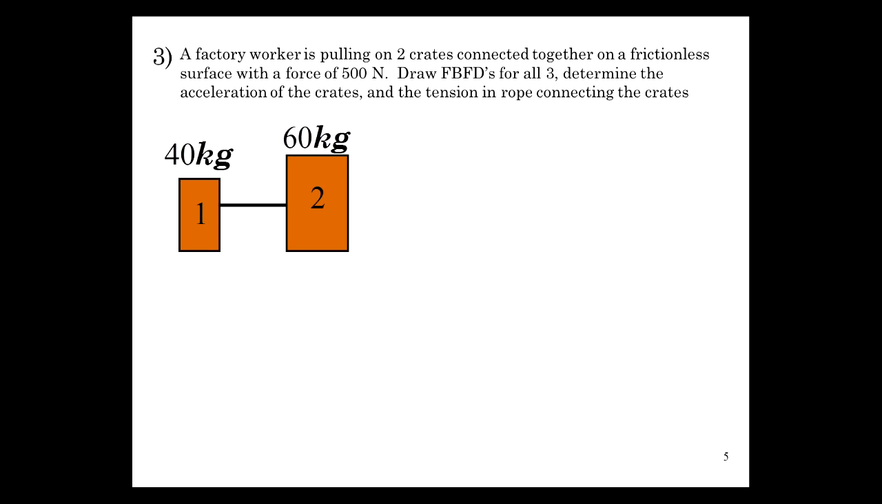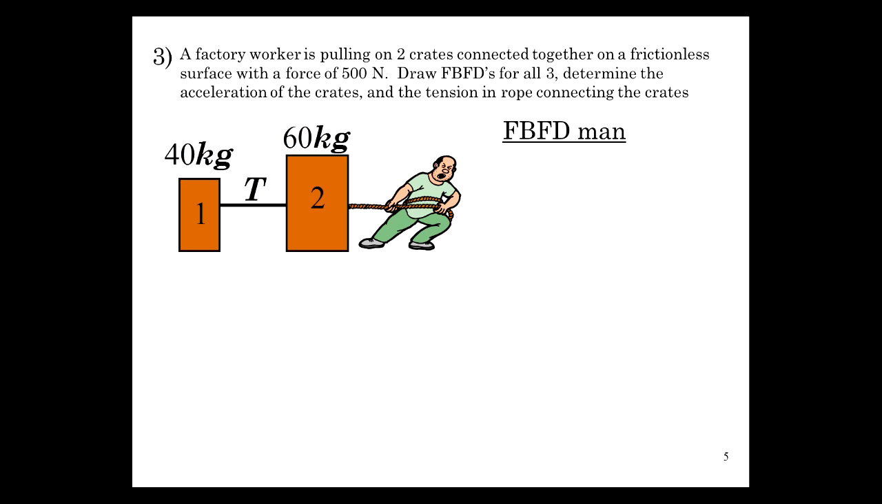For our next problem, let's consider a factory worker pulling on crates with 500 newtons of force. And we're going to determine the acceleration of the crates and the tension in the rope connecting the crates. Our worker is very tired, pulling with 500 newtons. So there's the tension. First thing, free body force diagram for the man. So here's the man. Now I'm going to draw a bunch of forces on here. Let's just start drawing all the applicable forces.